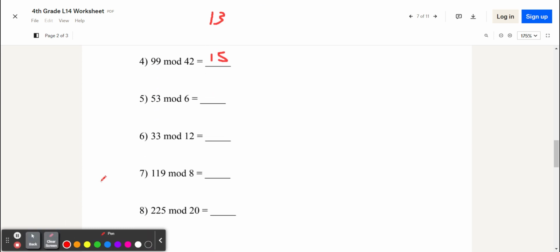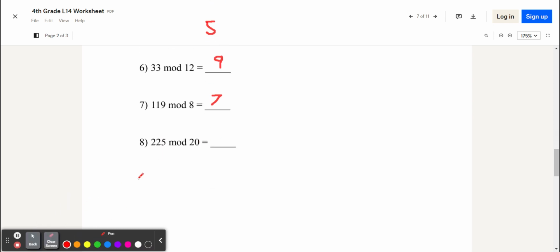A similar process for 53 mod 6. 48 is the highest multiple of 6, so we'll have a remainder of 5. For 33, we'll have a remainder of 9, because 24 is the highest multiple. For 119, we have a remainder of 7, because 112 is the highest multiple of 8 that will go in that before 119.